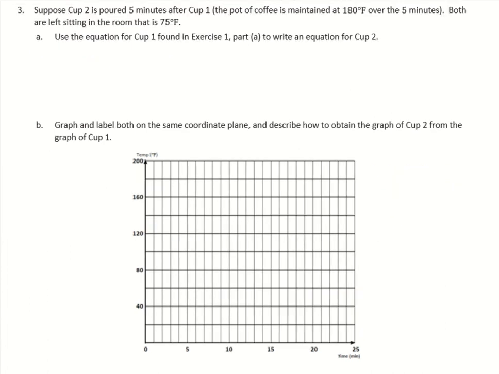For question number 3, suppose cup 2 is poured 5 minutes after cup 1. We're going to assume that the coffee is going to be 180 degrees when we pour it into the second cup. And they're both going to be sitting in that room. This is 75 degrees Fahrenheit. So, as per usual, our cup 1 is going to be the exact same.